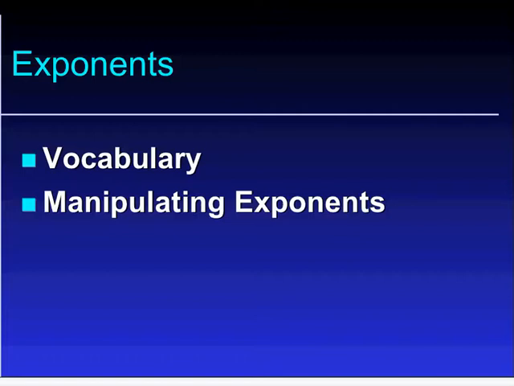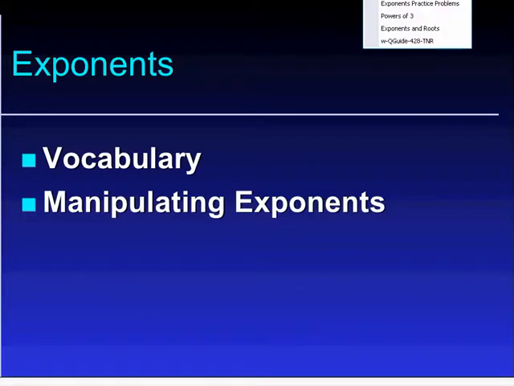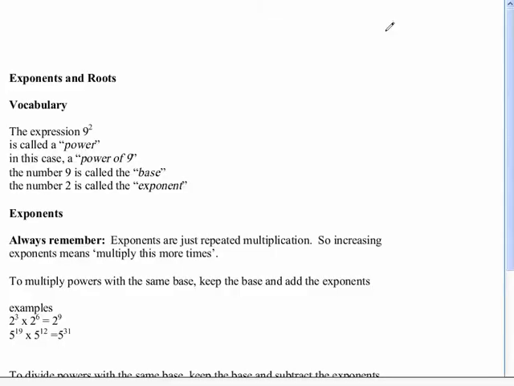Okay, welcome back. We're now going to talk about exponents and roots, and let's have a look at vocabulary first of all. So the expression 9 squared is called a power. In this case, it's called a power of 9. The number 9 is called the base of the power, and the number 2 is called the exponent of the power. Always remember, exponents shouldn't be at all confusing if you remember that exponents just represent repeated multiplication.